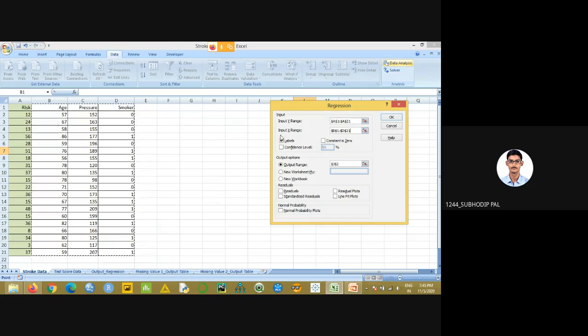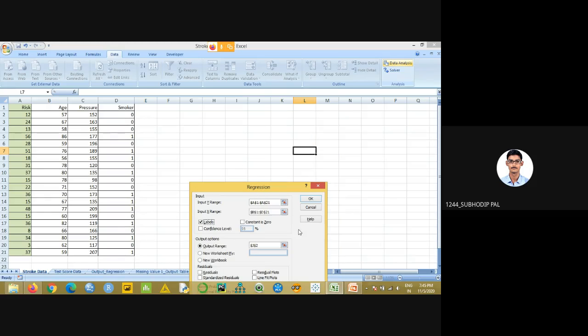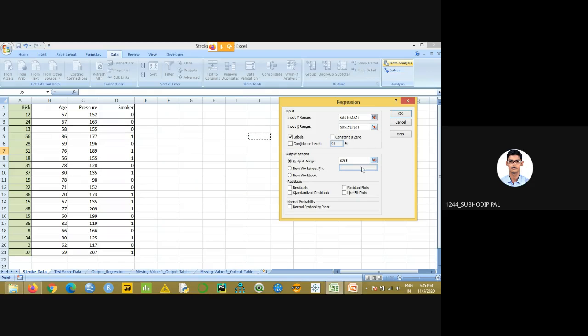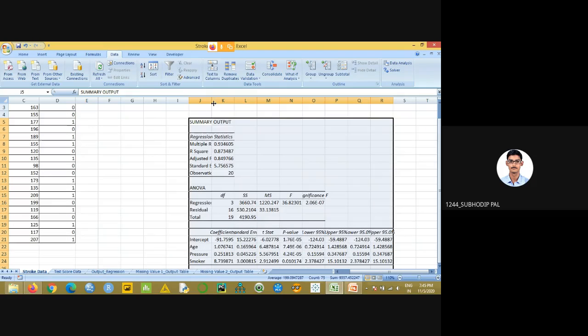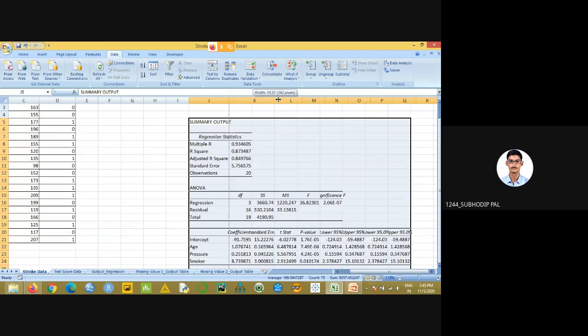My row 1 contains labels, so I'll check this box, labels. And I want my output range to be present over here or somewhere here. Then I'll simply press OK. So this is my regression output. Correct?